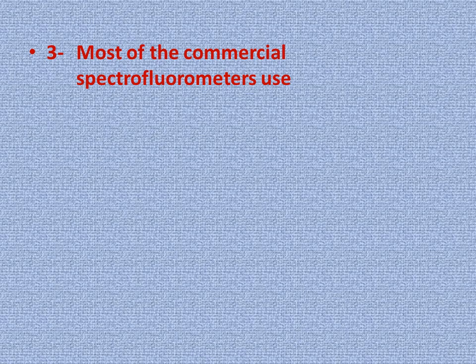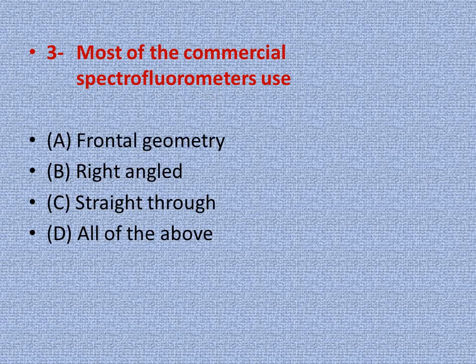Then question number 3, and this is regarding the instrumentation. Most of the commercial spectrofluorometers use, let's see the options. A is frontal geometry, B is right angle geometry, C is straight through, and D is all of the above. So let's see what is the right geometry used by most of the commercial spectrofluorometers. Here is the right option, and that is B, the use of right angle geometry.